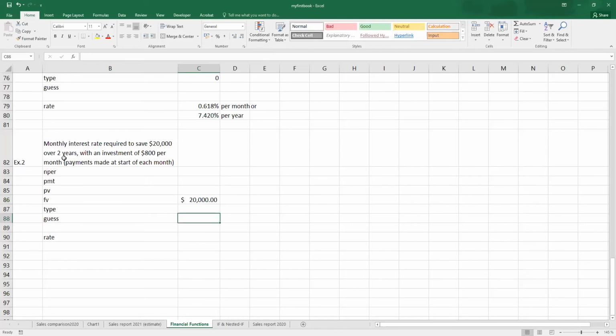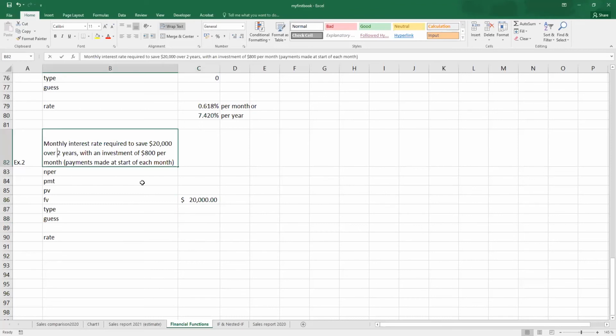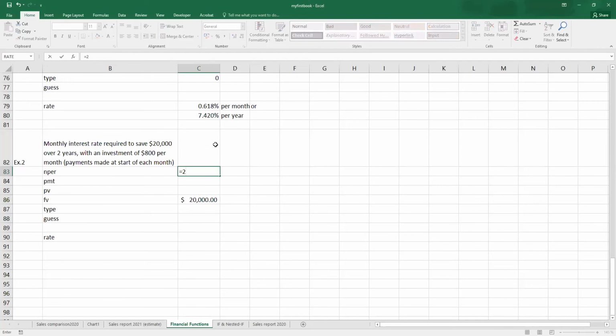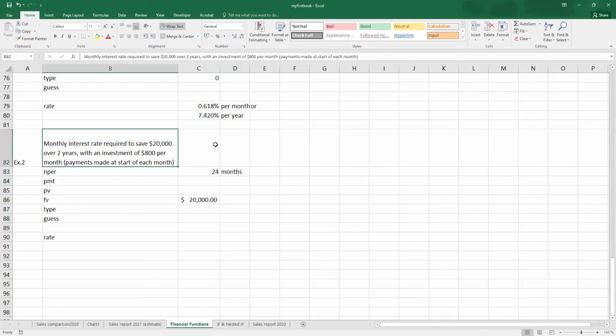After that, over 2 years, let me check first. In here it said that okay, we pay at the start of each month. So that means we have to change number of period from years to be month to be 2 times 12. We pay 24 months. We save for 24 months.